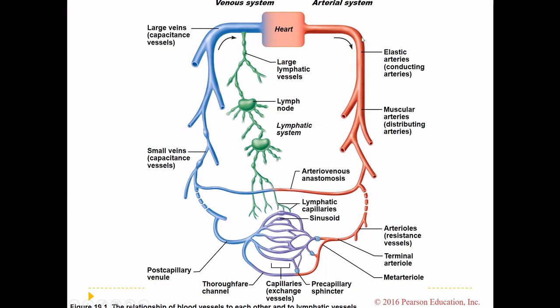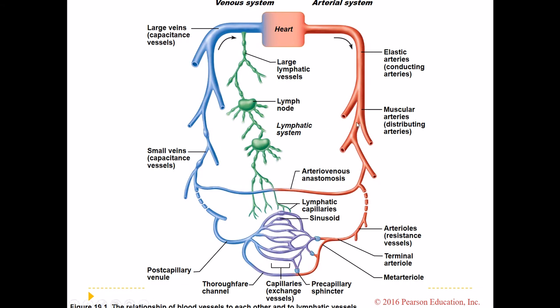Leading away from the heart are what we call our conducting arteries or our elastic arteries. They have a lot of elastic tissue in them that keeps the pressure in this high pressure arterial system going. Those lead into the muscular arteries, which are actually the distributing arteries, the ones that go out to the stomach and the femur and the muscles and the organs, actually taking blood out to all of those organs.